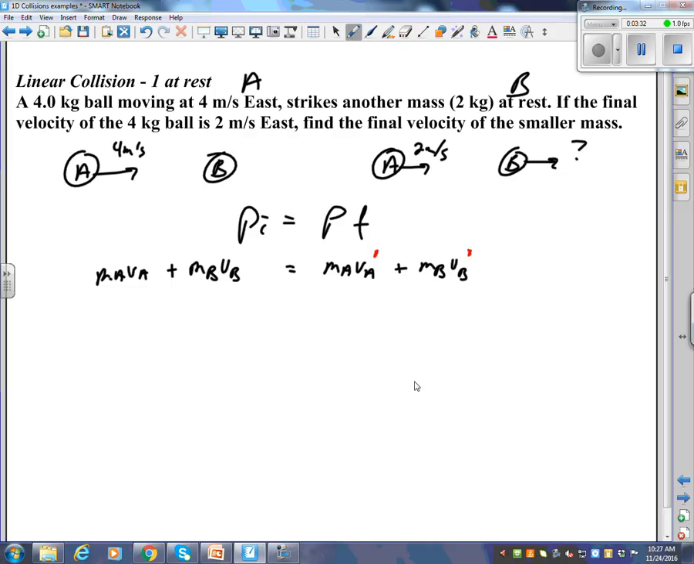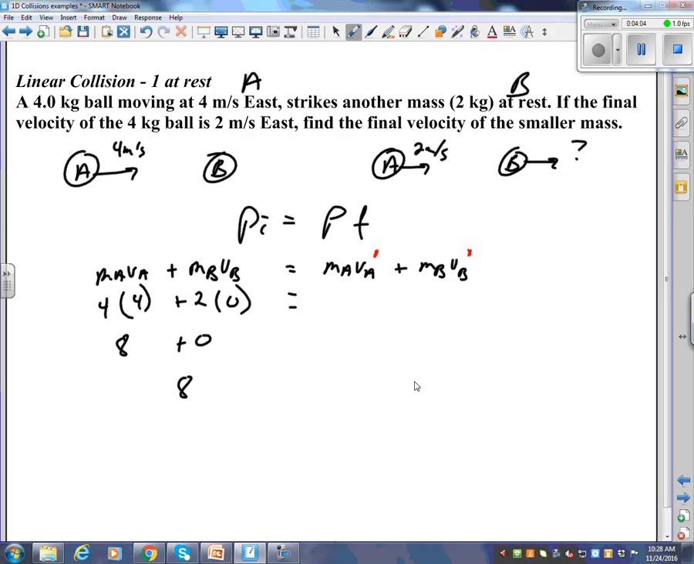The mass of A is 4. The velocity of A is also 4. Mass of B is 2. Velocity of B, it's at rest. Sometimes you can do it this way too, you could just go 8 plus 0. I tend to do that too. So that means that the initial momentum is 8, and that has to equal what's happening on the other side, the final.